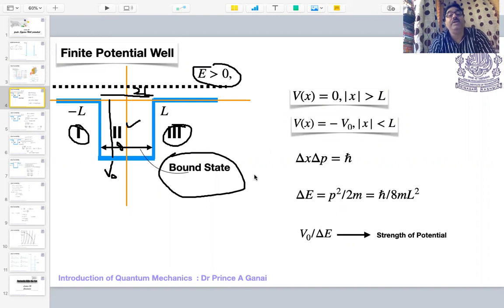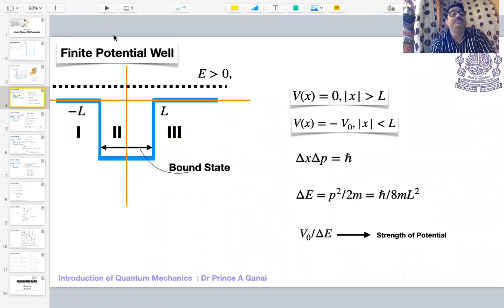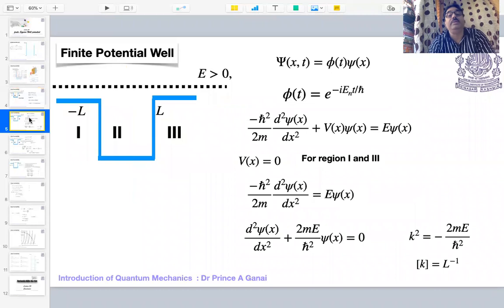Before we actually apply the Schrodinger equation, we know there is an uncertainty relation between delta x and delta p of the order of h bar, which tells us that the uncertainty in the energy of the particle inside the well is of the order of h bar squared over 8mL squared. Then if we take the ratio between the depth of the well and this energy, which is the minimum quantum of energy the particle is supposed to have inside the well, that gives us the strength of the potential. So the larger this value, the stronger the potential. Good so far. Let's go to the next slide.